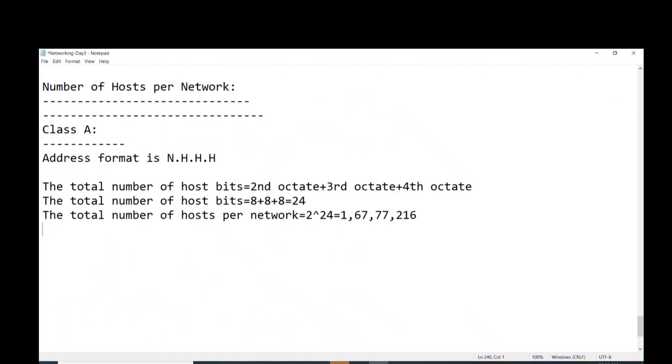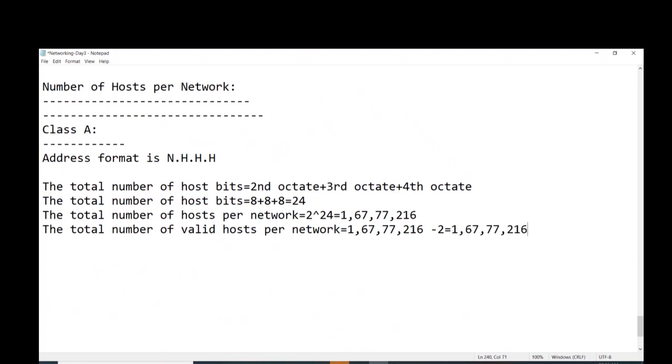For this, here I have not written valid, I have just written total number of hosts per network. Now I want to write the total number of valid hosts per network, equal to this minus 2. So here it will be 16,777,214. Why is it minus 2?